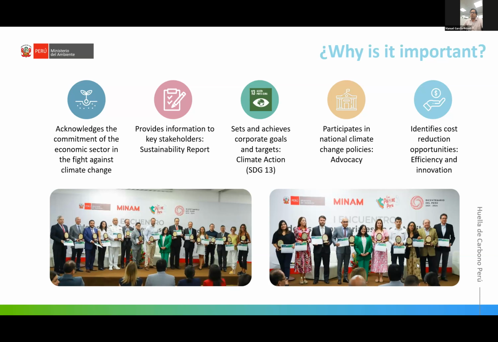And we can also improve the linkages between the private entities and the implementation of national policies. And of course, as was mentioned before, the implementation of report systems is also related to the management of information and to improve the management of any kind of organization. So in this regard, the opportunity to have as a good practice the development of yearly greenhouse gas inventories helps the companies to identify opportunities of reduction of cost.